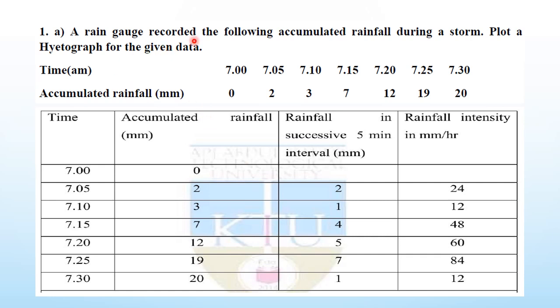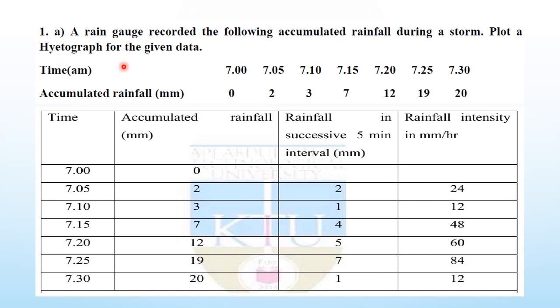A rain gauge recorded the following accumulated rainfall during a storm. Plot a hydrograph for the given data. So here the time is 7, 7:05, 7:10, 7:15, 7:20. So every 5 minutes you are taking the rainfall reading. You are taking the accumulated rainfall reading as 0, 2, 3, 7, 12, 19, 20. You are asked to plot a hydrograph.